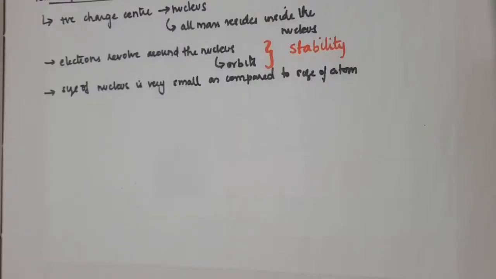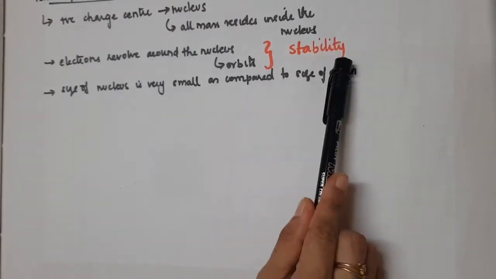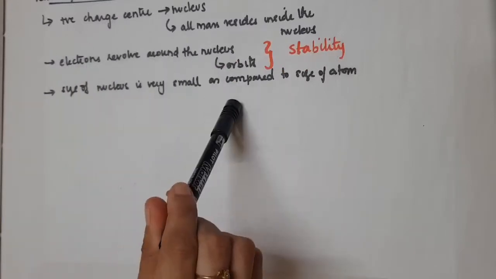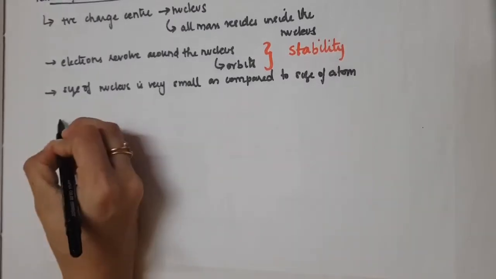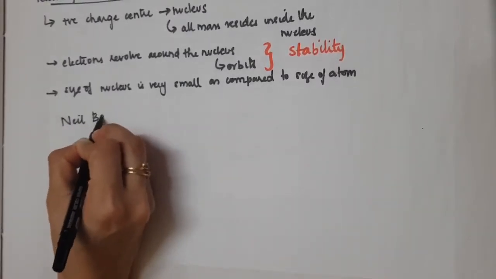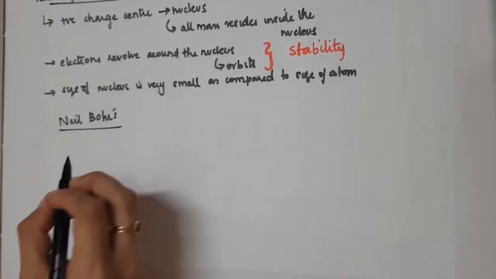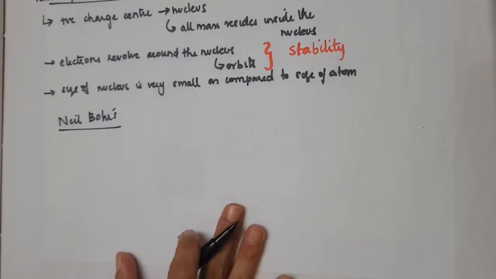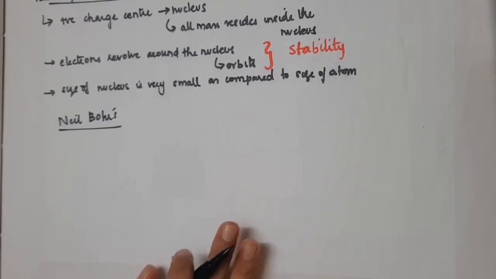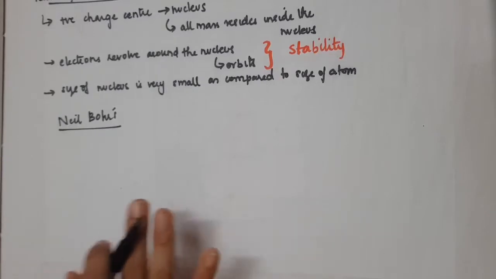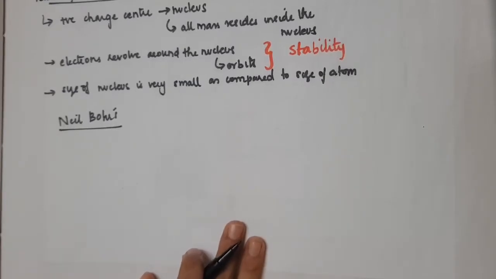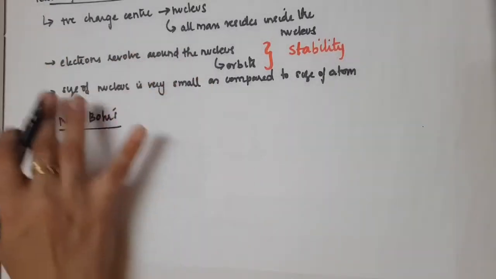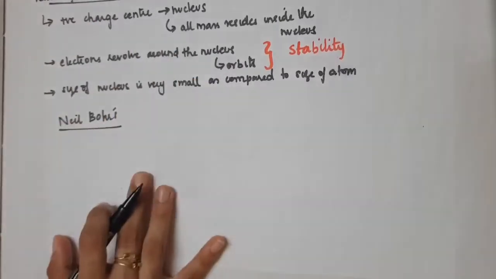Later, Niels Bohr came up with the model of an atom which is considered accurate till date. He explained the stability that Rutherford's model could not. He said that only certain special orbits, known as discrete orbits of electrons, are allowed inside the atom. When the electrons are revolving in these discrete orbits, they do not radiate energy.